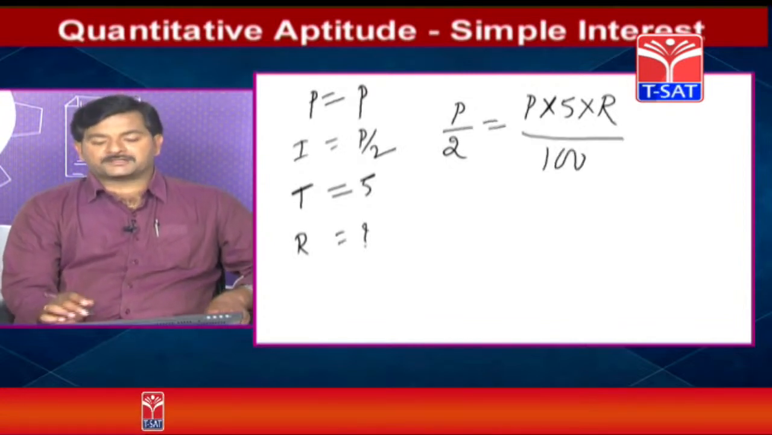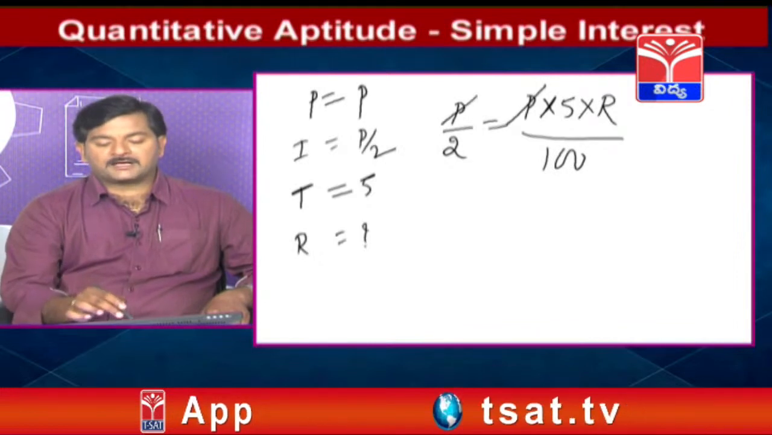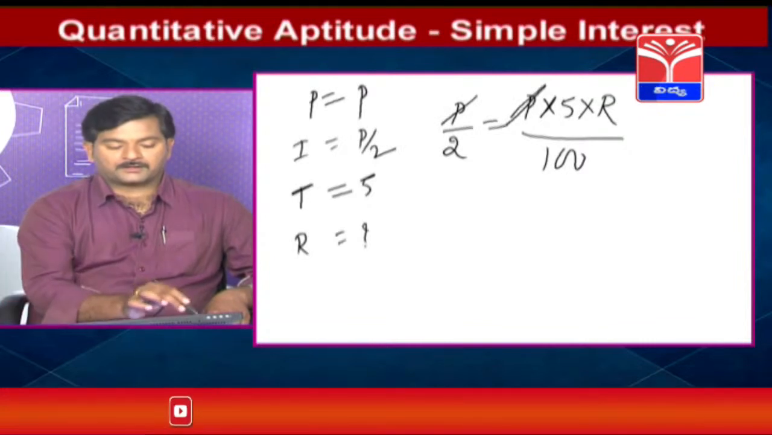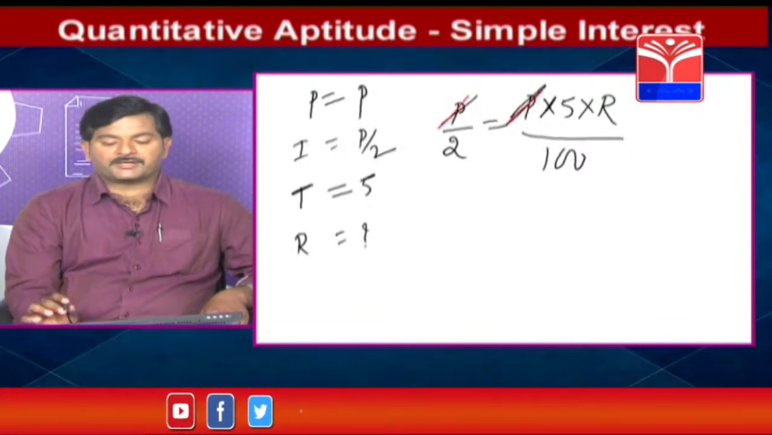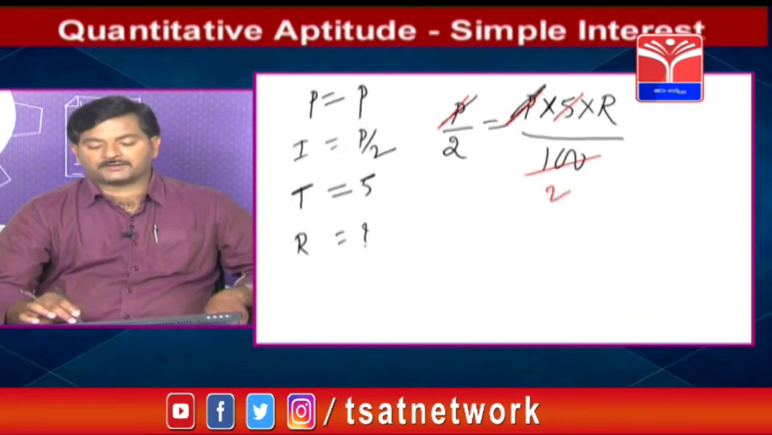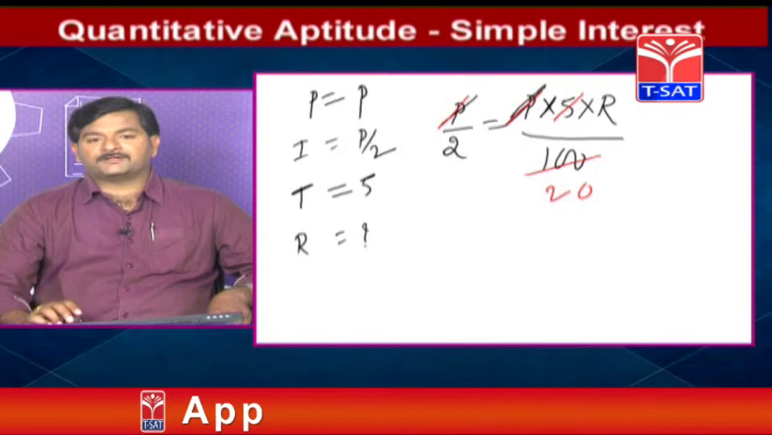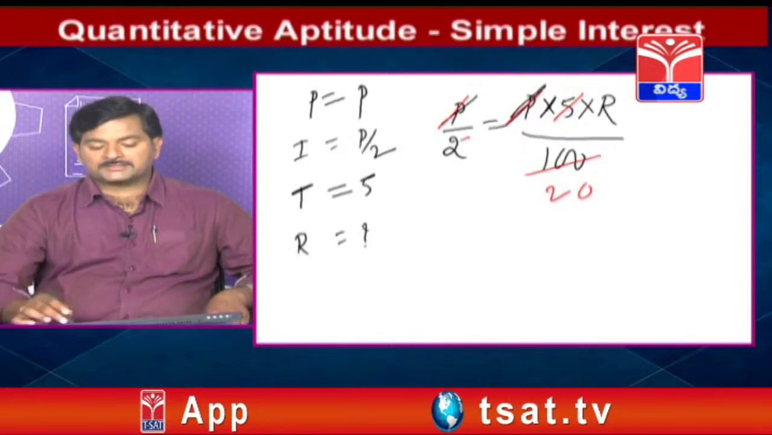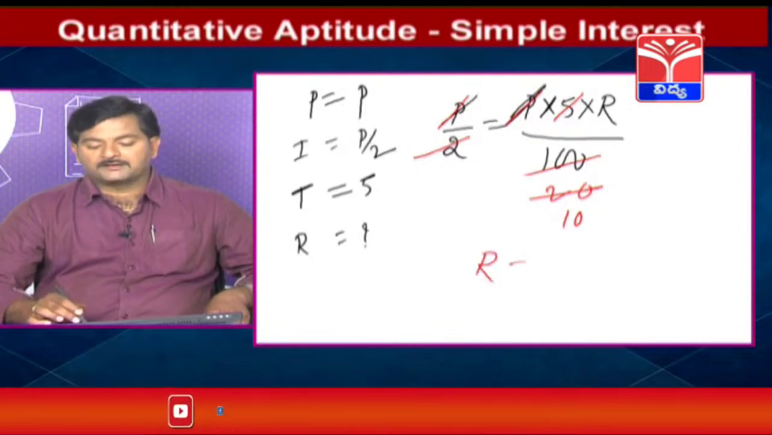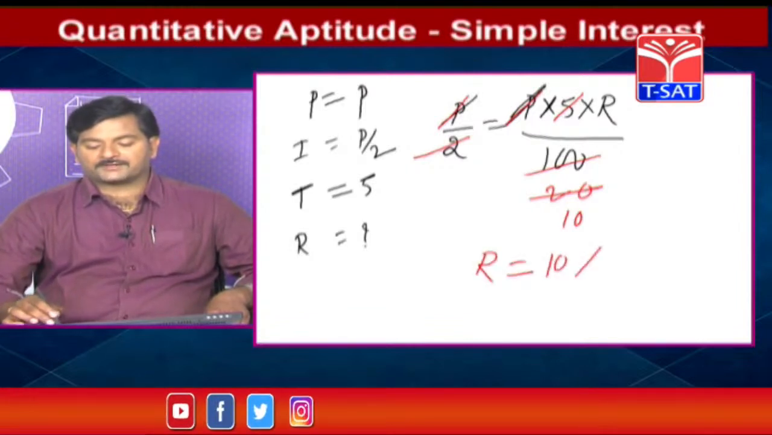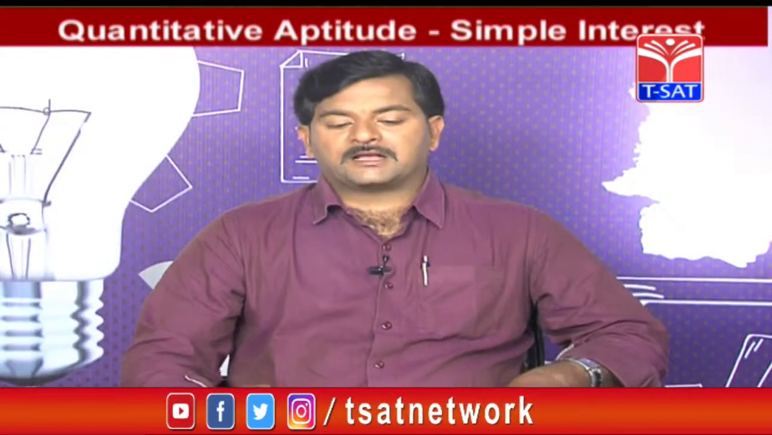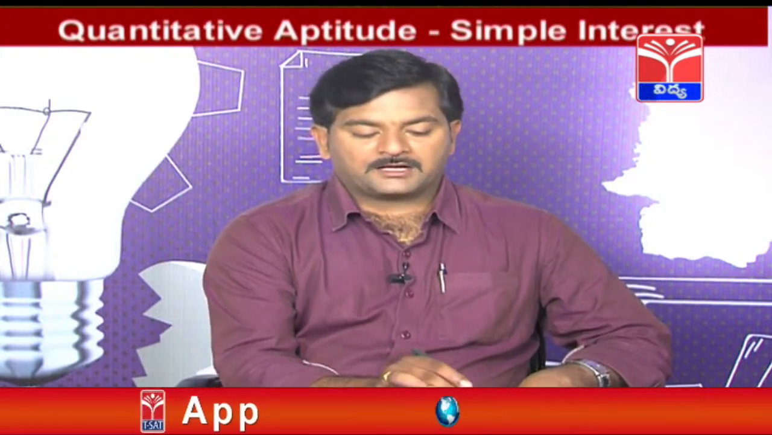Okay, simple calculation. So here we can cancel P and P. I hope you understood what I am saying. Here P and P can be cancelled, and next, 5 1s are 5, 5 20s are 100, right? So 2 1s are 2, 2 10s are 20. So ultimately, what about my rate of interest? Rate of interest, I am getting how much percentage? 10%.